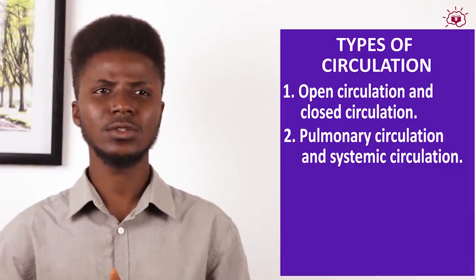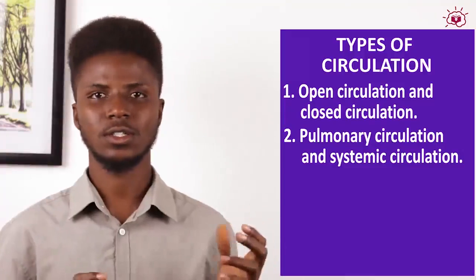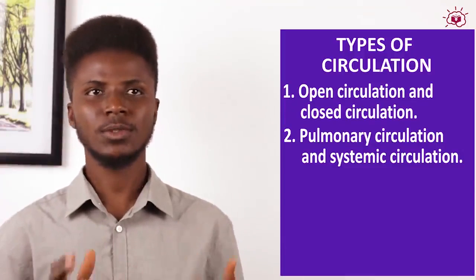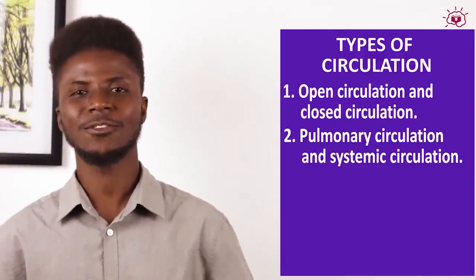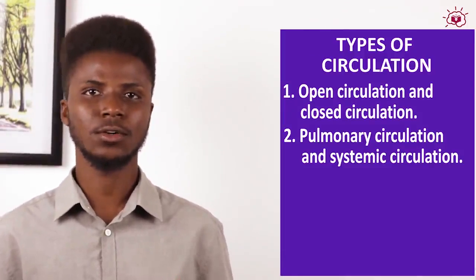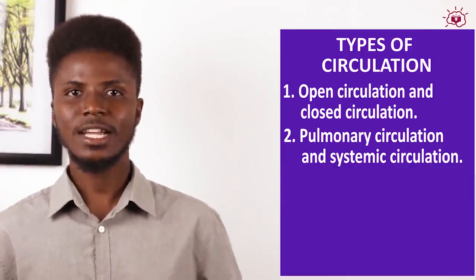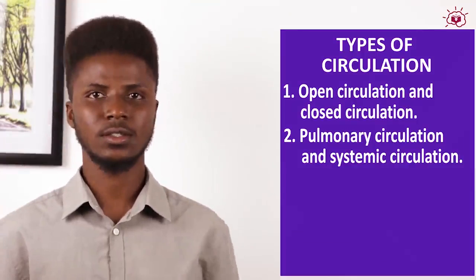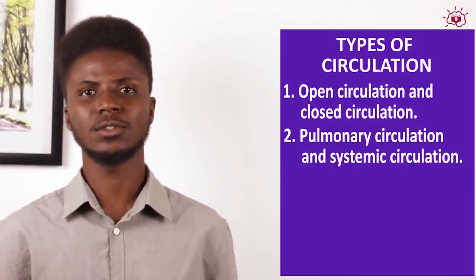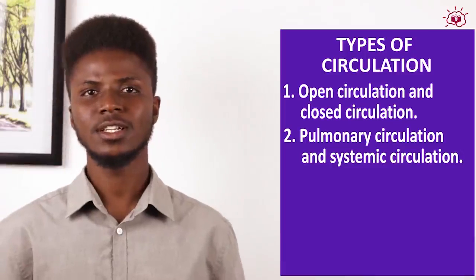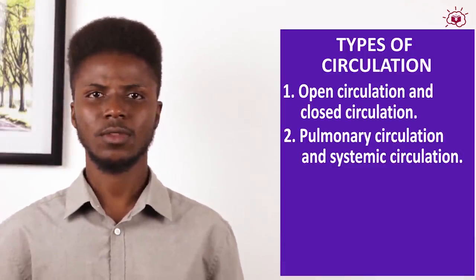Pulmonary circulation deals with two organs, the heart and the lungs only. In pulmonary circulation, we have the right part of the heart, the right auricle and the right ventricle. Now, the right auricle sends blood to the lungs for it to be oxygenated, while the right ventricle receives oxygenated blood from the lungs.